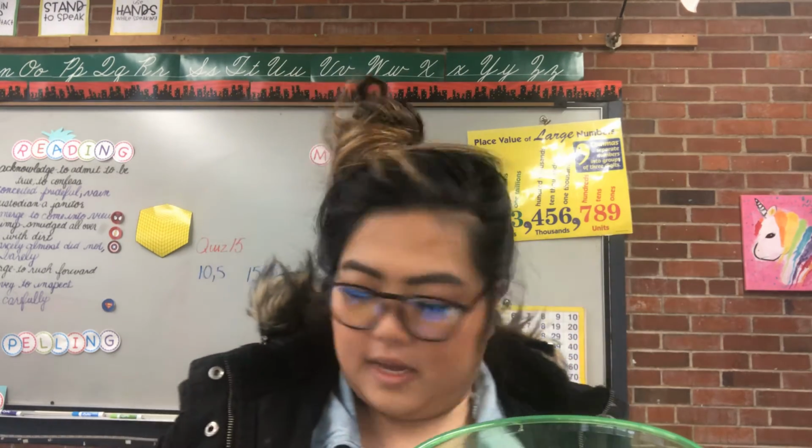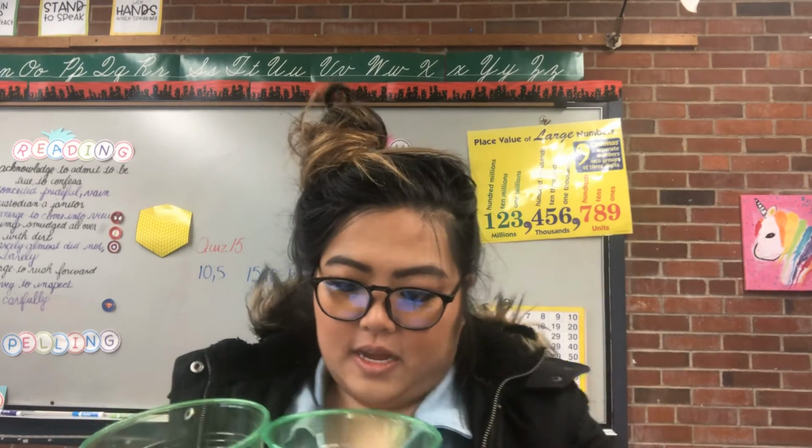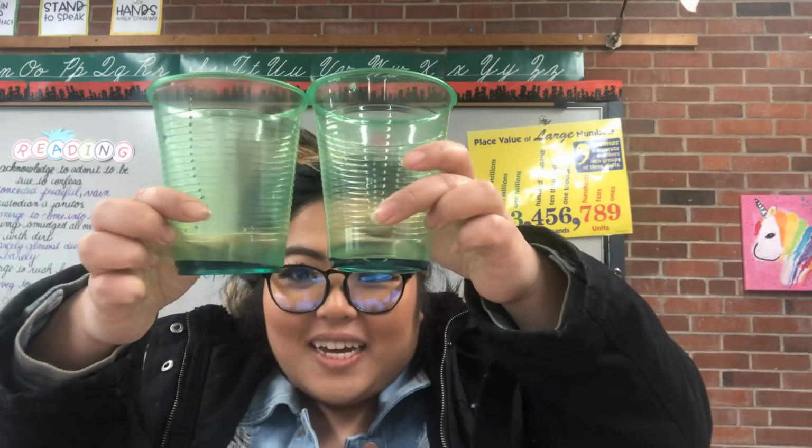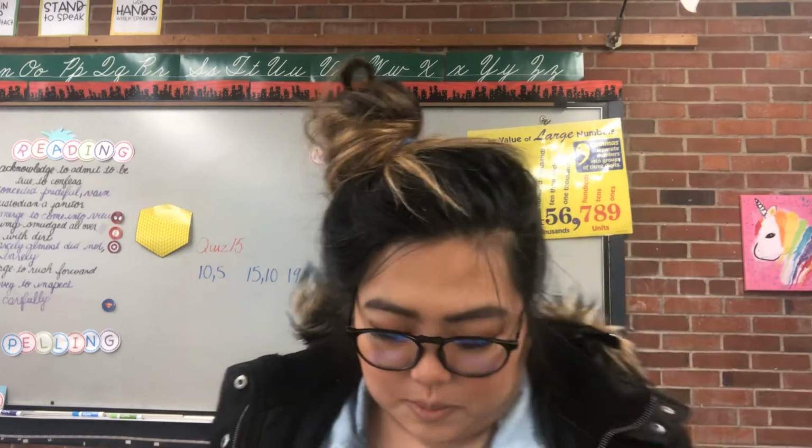Alright, let's see if I did this right. I just put 3 in and 3 in. Yeah, you can't really tell, but it is the same amount. The 3 teaspoons is equal to 1 tablespoon.